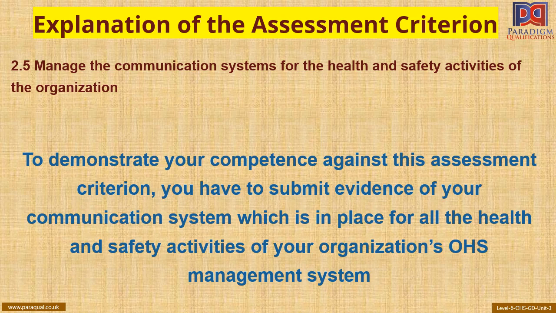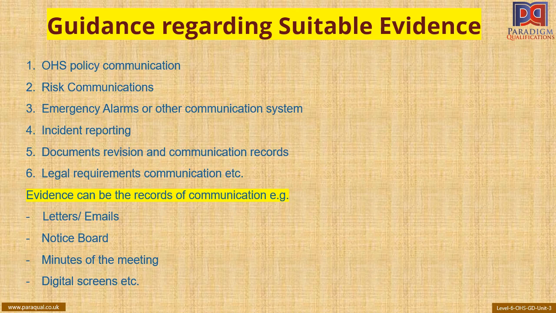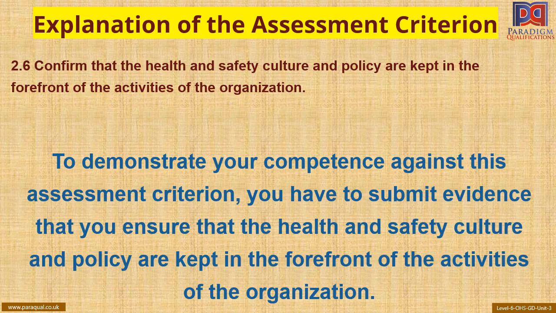2.5 is manage the communication systems for the health and safety activities of the organization. You have to submit evidence of your communication system which is in place for all health and safety activities of your organization's OHS management system. To demonstrate your competence, you can submit the records of how you communicated OHS policy, OHS risks, information related to emergency alarms or other communication systems to be used in case of emergency, incident reporting, documents revision, legal requirements, etc. Evidence can be the records of communication, for example, letters or emails, notice boards picture, minutes of the meetings, or digital screens.